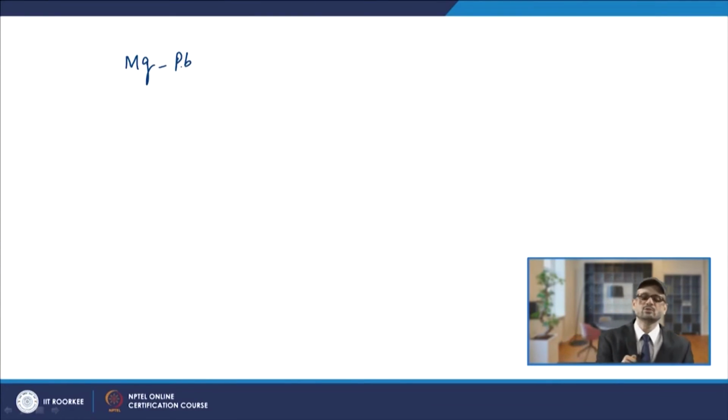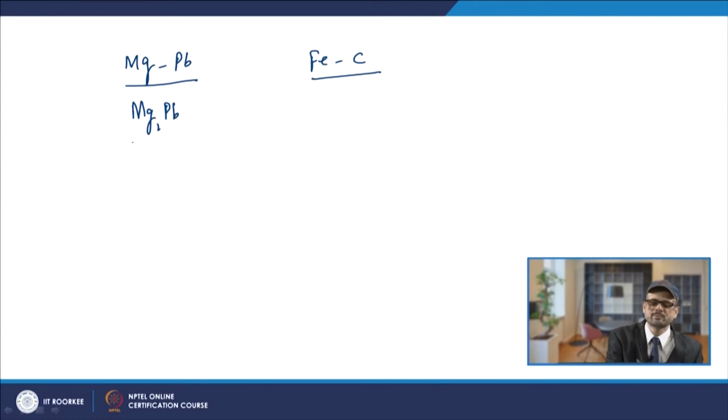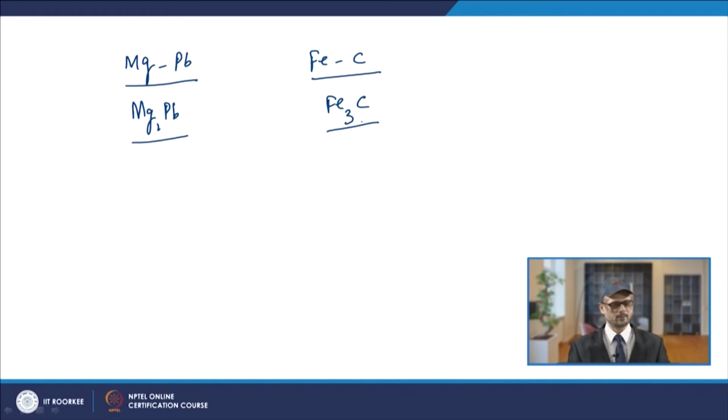That is seen in many cases, and it is normally seen even in the Mg-Pb diagram. In that case you will have the intermetallic compound formed, that is Mg2Pb. Similarly in the iron carbon diagram you get the Fe3C. So in such cases you will see that these intermetallics which are formed become one side, and they will be defining it.